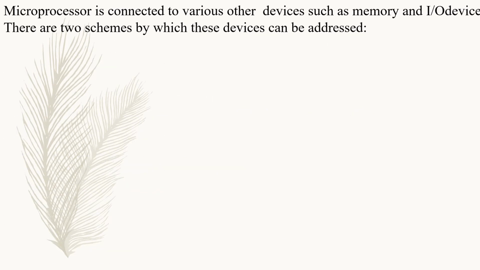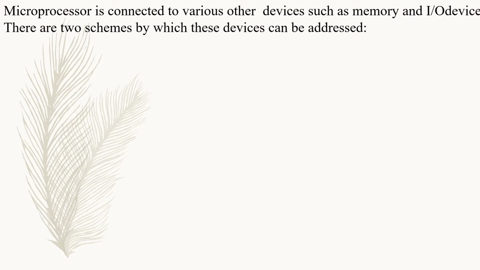Next, let us learn about input-output, memory map and IO map input-output devices. The microprocessor is connected to various other devices such as memory and input-output. Memory and input-output are nothing, students, but your peripherals. There are two schemes by which these devices can be addressed. We are using two schemes in order to address the device. So firstly, when a microprocessor is connected with other devices such as memory and input-output devices, it forms a microcomputer. That is, input, output and the CPU together form your microcomputer.